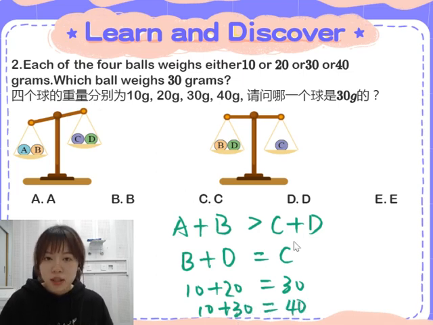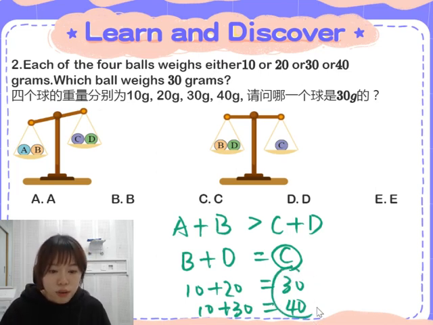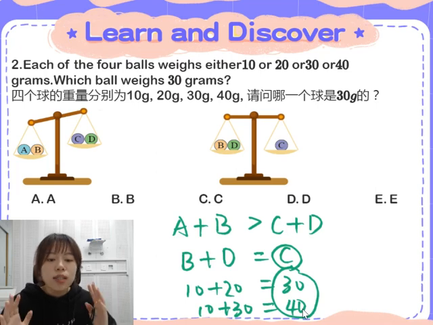So which means the possible values for the letter C, it's either 30 or 40, only two options. Okay, that's a very useful information. We know C is either 30 or 40.